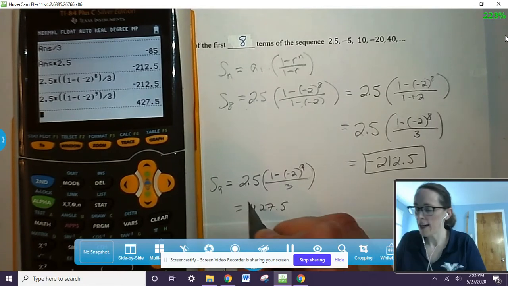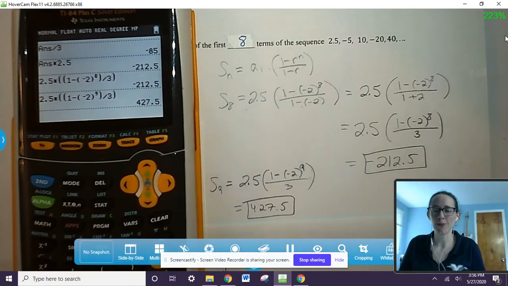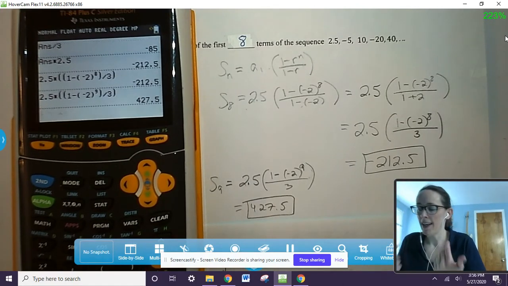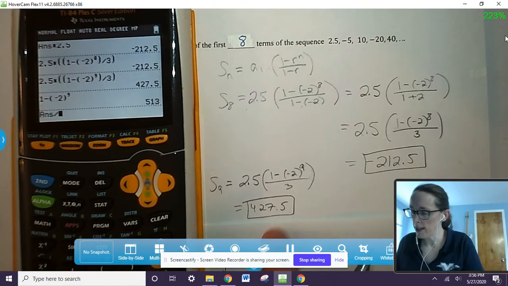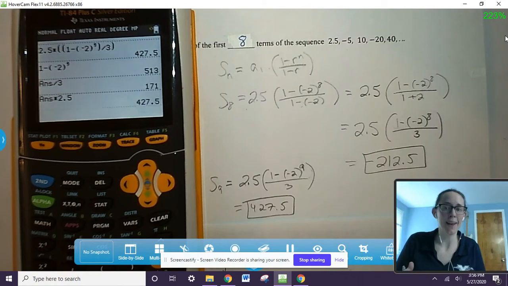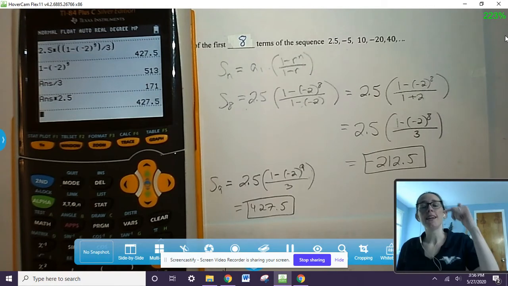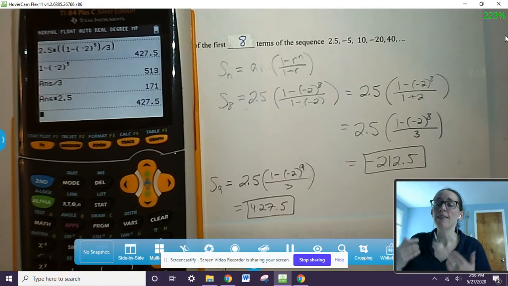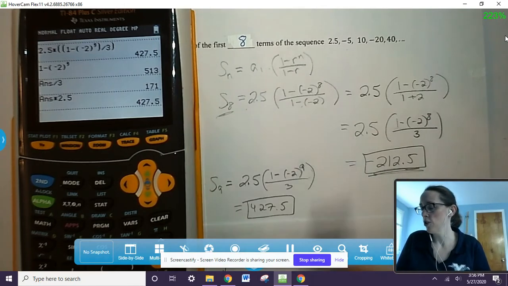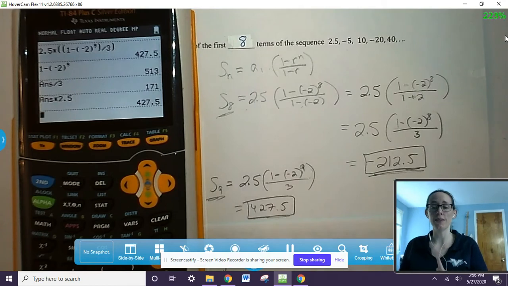427.5. Since I had it lined up, I just went ahead and changed the exponent to 9. But what I would normally do is numerator, hit enter, divide by the denominator, hit enter, multiply by that number out front. Same answer. Okay, now you get 427.5. Does it surprise you that the sum of the first 8 terms is negative, but then the sum of the first 9 terms becomes positive?